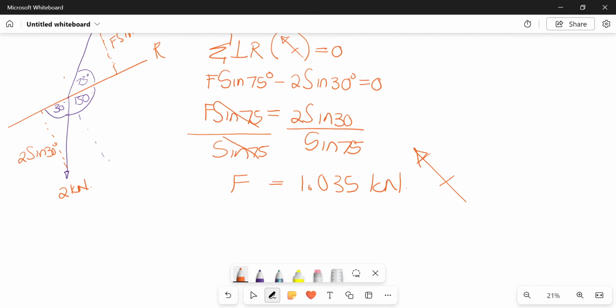And that's essentially how we go about solving for two unknowns using this method.